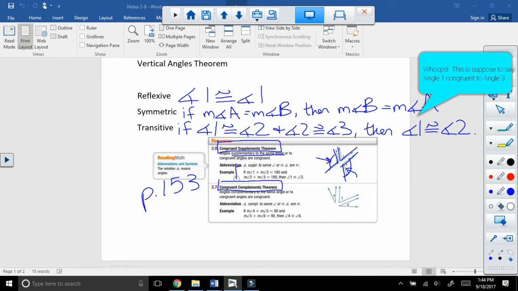This example here might be something that you want to write down. But when things are supplementary to the same angle, they are congruent to each other.